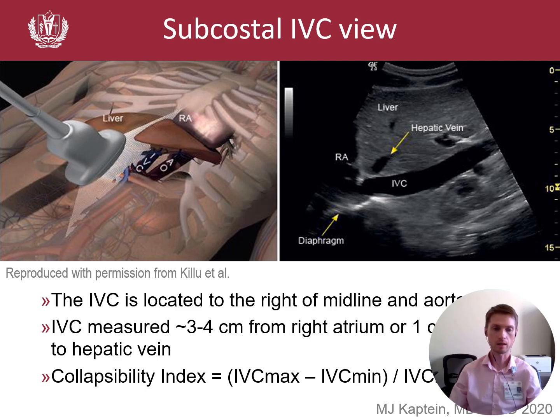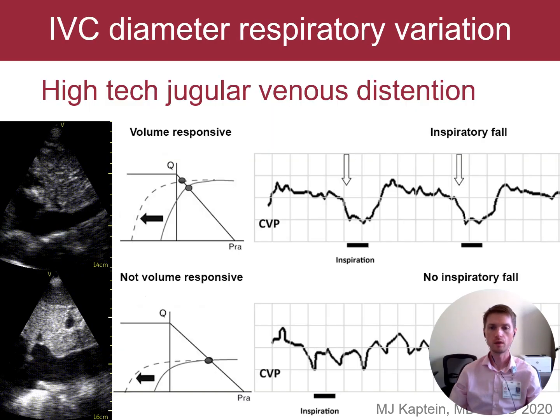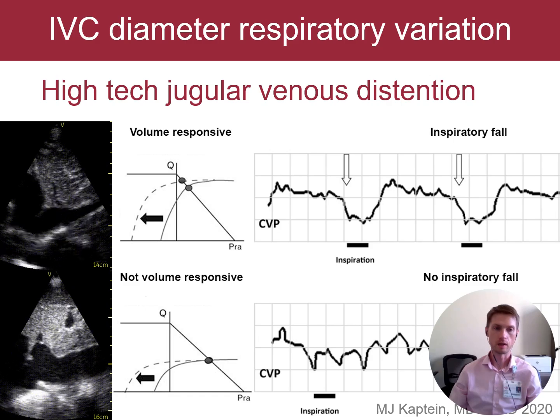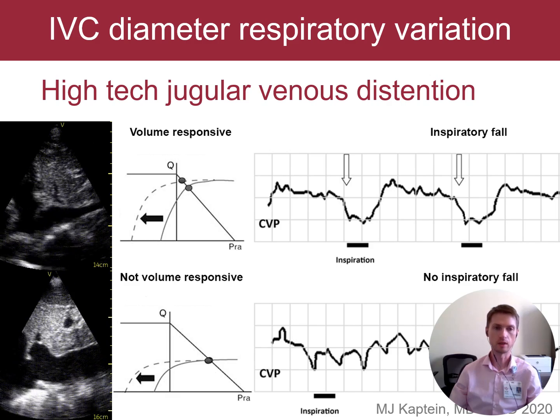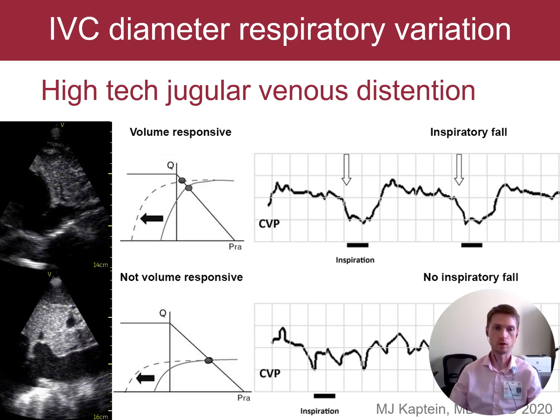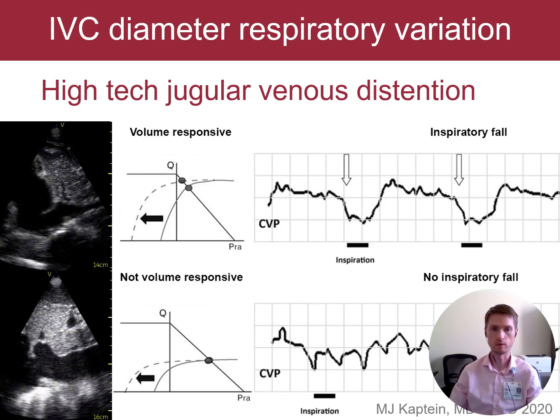And so knowing the maximum diameter and the collapsibility, for any dynamic measure of the intravascular volume, a greater change in the variable of interest, in this case the IVC collapsibility index, indicates that a patient is more likely to respond in a beneficial way to volume administration, or in the context of hepatorenal syndrome, holding diuretics and administering albumin.